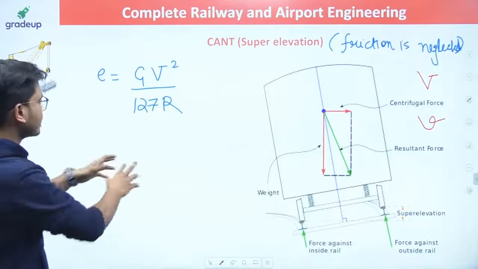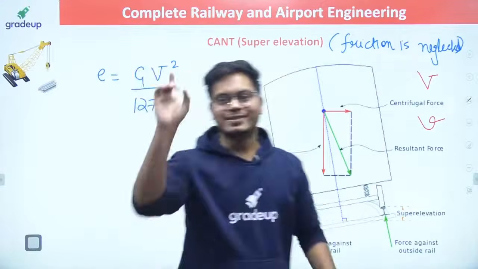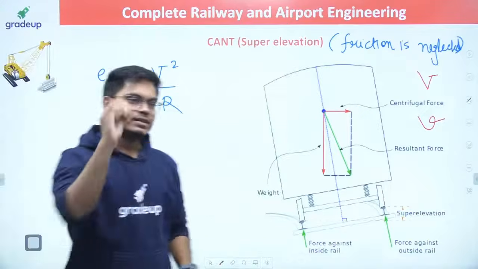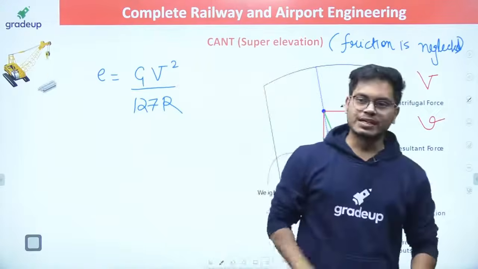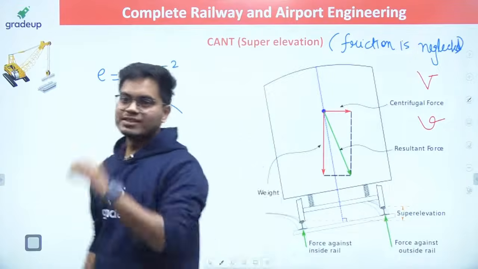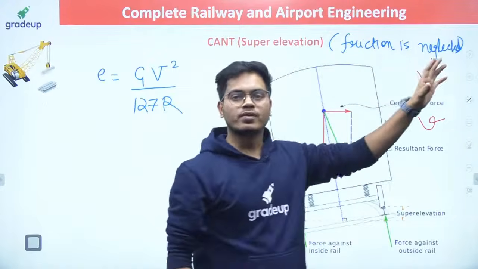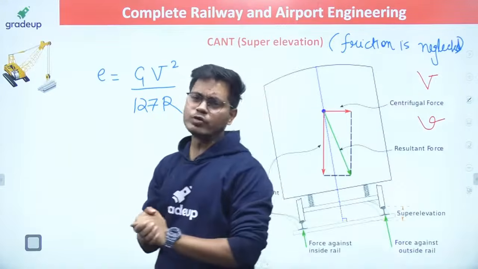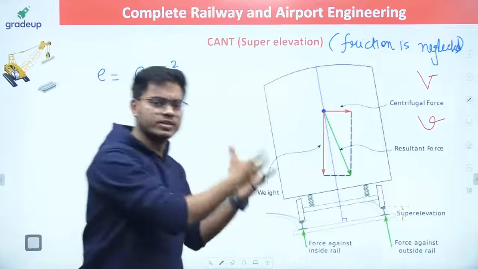So guys, here there are different types of CANT. The equilibrium CANT is there. There is CANT deficiency. The CANT excess is also there. The actual CANT is also there. The theoretical CANT is also there. There are lots and lots of CANT. So let me tell you guys one by one about all these things.